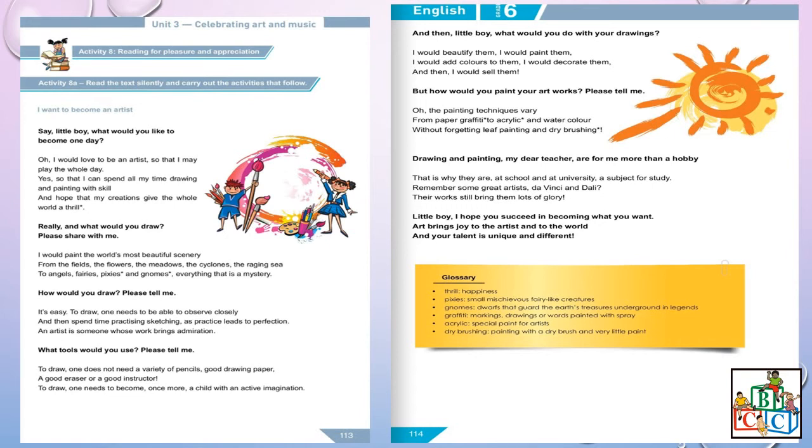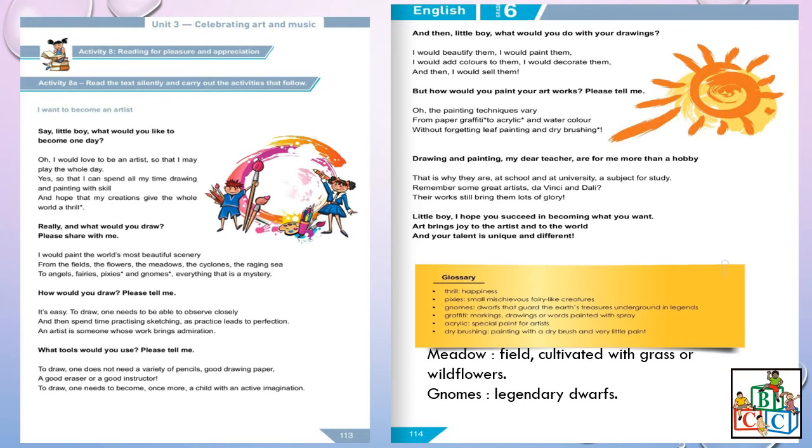What is a meadow? So a meadow is a field cultivated with grass or wildflowers. A meadow is a very large area of field. He will be drawing the cyclones, the raging sea. Pixies are small mischievous fairy-like creatures, and gnomes are dwarfs. Okay, dwarfs. Gnomes are legendary dwarfs. Yes, legendary.